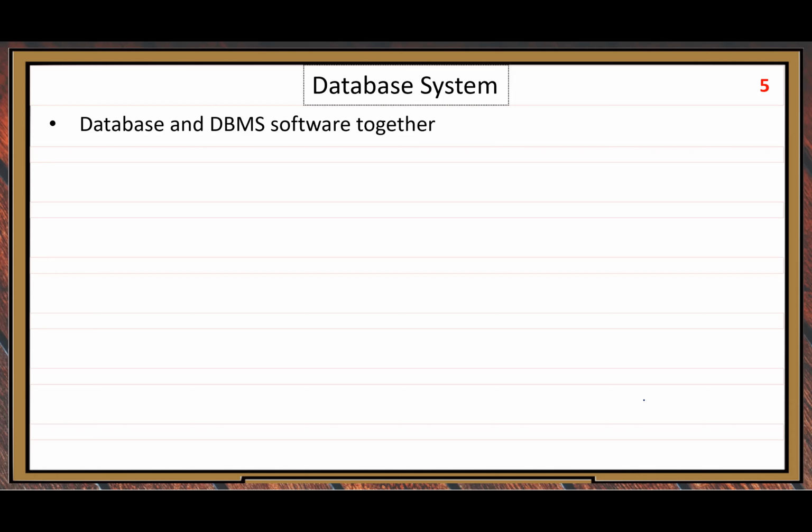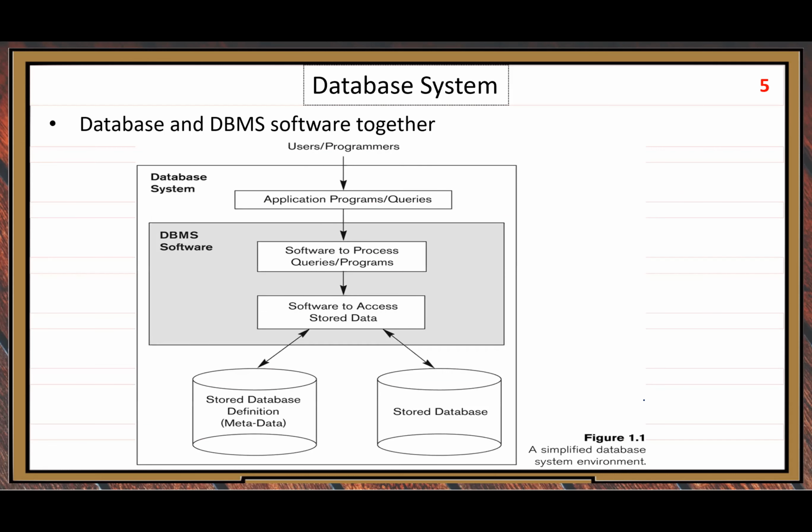The database is our business data. The well-organized, structured business data, that's the database, and that's part of the system. Then the DBMS software is another important part of the system. These two components together we call a database system.